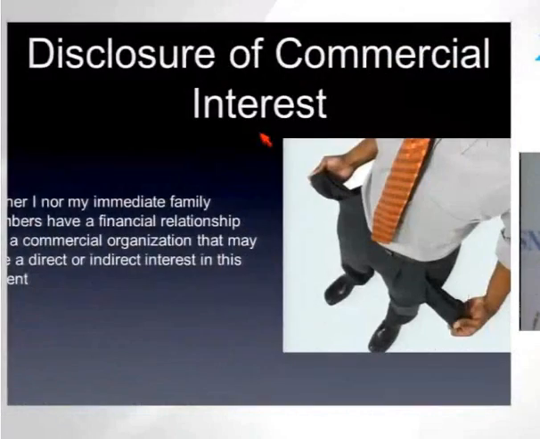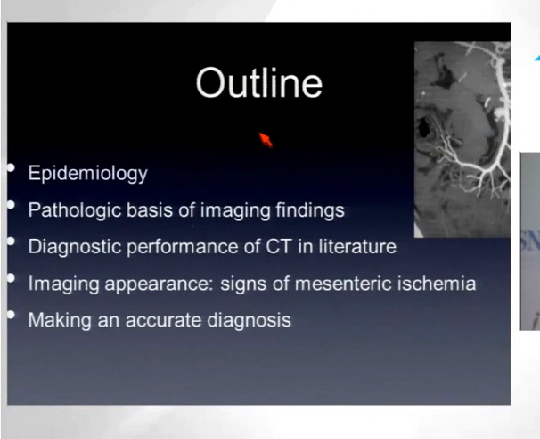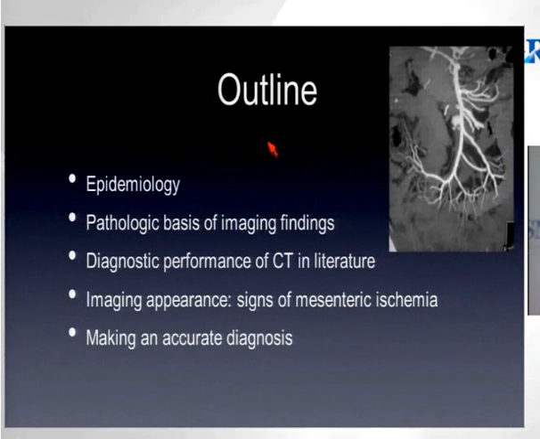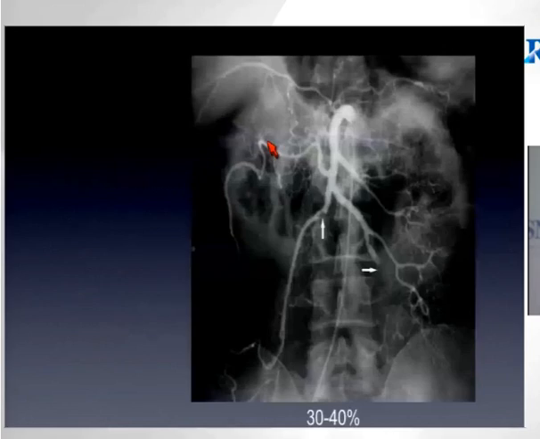Yeah, thanks very much, Dominic, and good morning, everybody. I'm going to be speaking about acute mesenteric ischemia, and as you've seen, I have nothing to disclose. I'm going to talk first about the epidemiology of acute mesenteric ischemia, then discuss the pathologic basis of the imaging findings, and we'll look at the diagnostic performance of CT in the literature. Then we're going to deep dive into the individual CT signs that you can see in acute mesenteric ischemia, and then finish off by putting them all together and talk about how you actually make an accurate diagnosis.